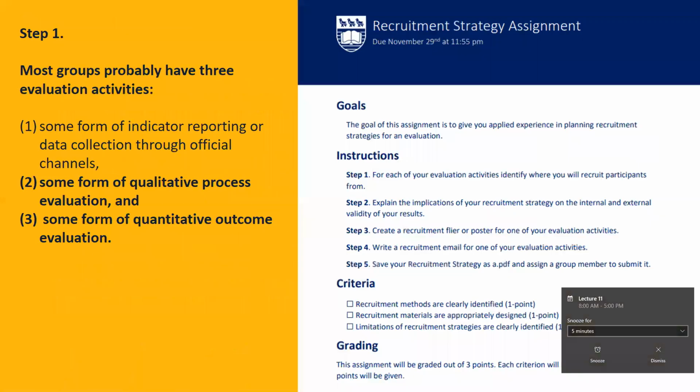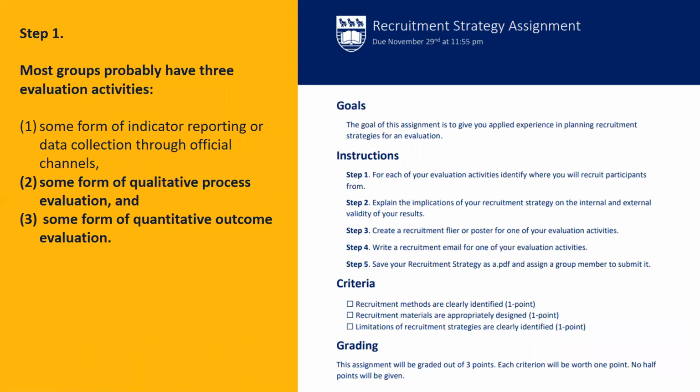That's basically the 4 steps. The 5th step is just, as usual, save it as a PDF and have your group members submit it. As you do that, you're going to want to make sure that your recruitment methods are clearly identified, that all the materials are appropriately designed, and that you thoroughly discuss the limitations and I would say benefits, basically the implications. Implications would probably be a better word than limitations, the implications of your recruitment strategy. That's this week's assignment.